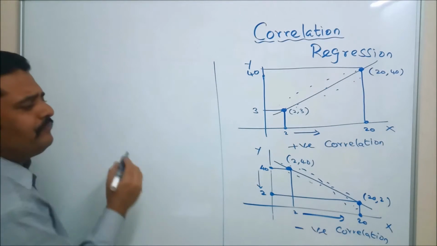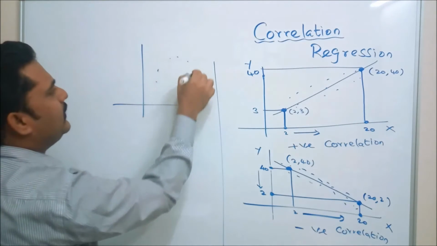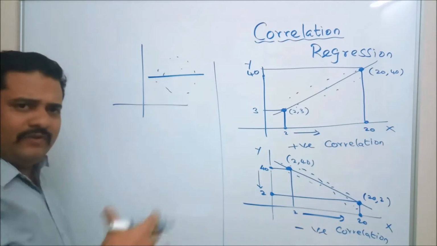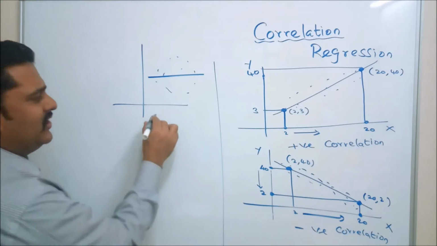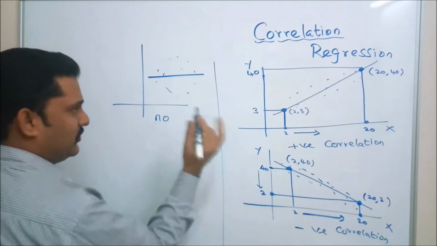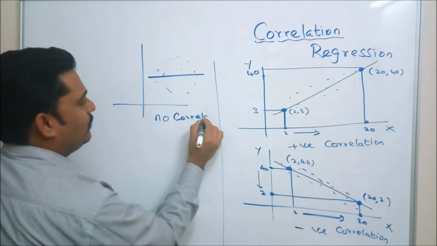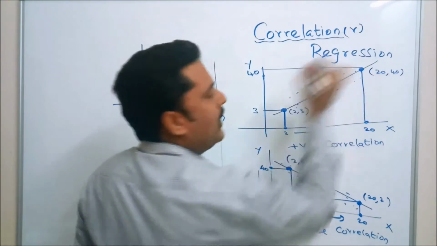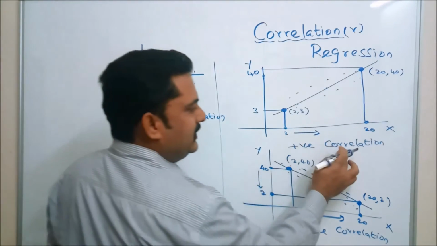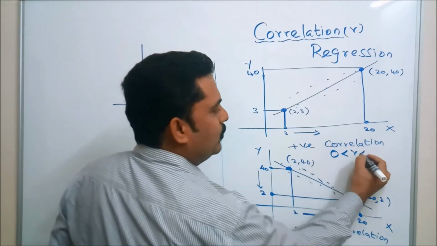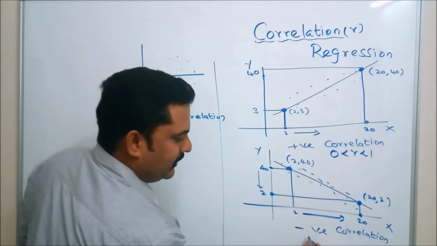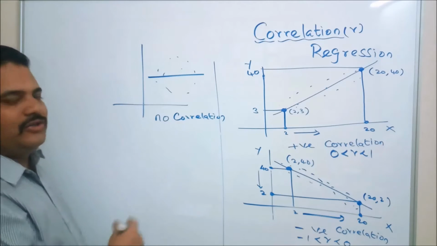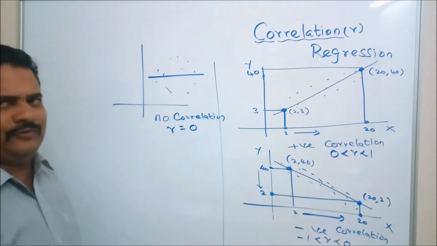So, if we are unable to fit a straight line, and if the values are scattered like this, then we may call it no correlation. That is, we are unable to fit any straight line for the particular data. Let us denote the correlation by R. The positive correlation lies from 0 to 1. The negative correlation lies from -1 to less than 0. And for no correlation, it is very obvious, R is equal to 0.